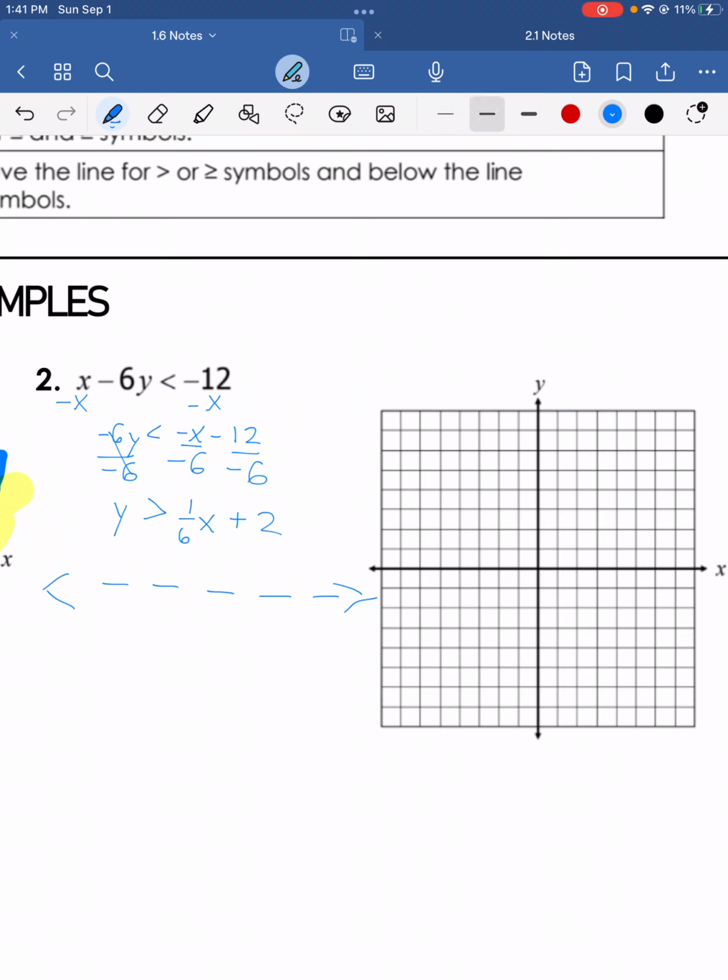Okay, so let's now graph this. We start with our y-intercept. Our y-intercept is 2, so we start at 2. And then our slope is 1 over 6, so we're going to go up 1, right 6. Okay, so I get this point over here. And we can also go in the opposite direction, so we can go down 1, left 6. Oops, which should be down here.